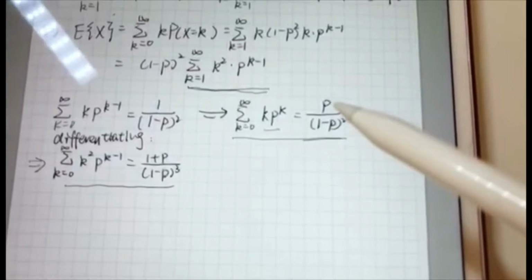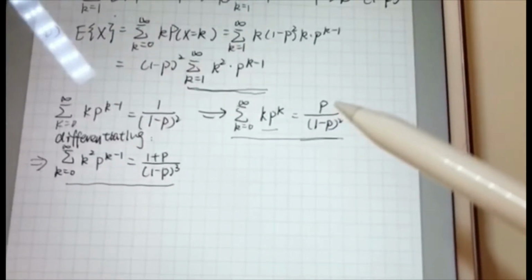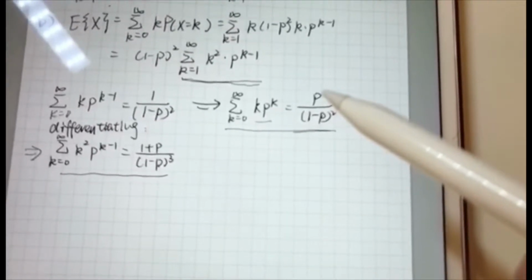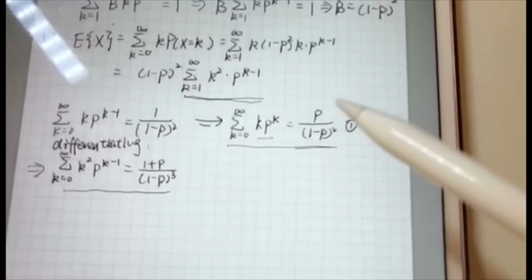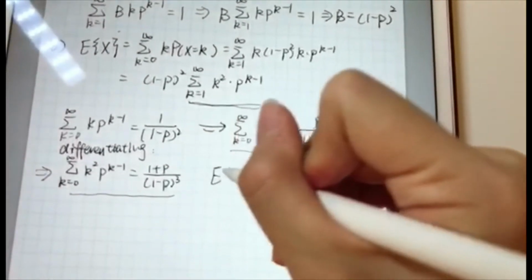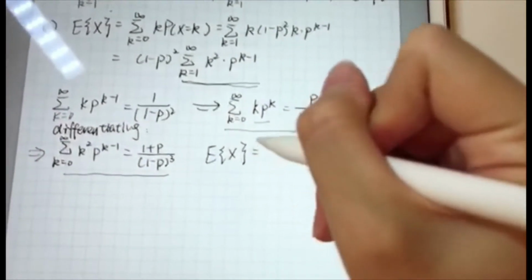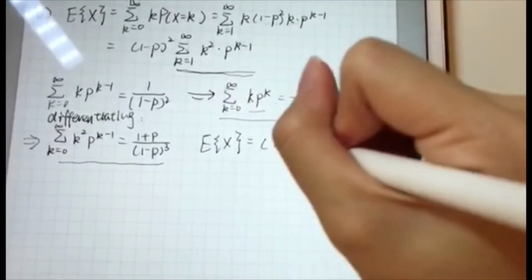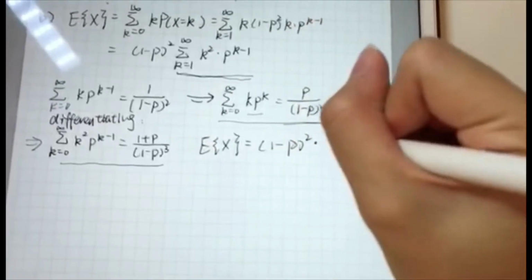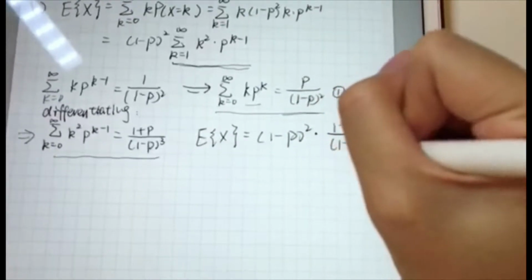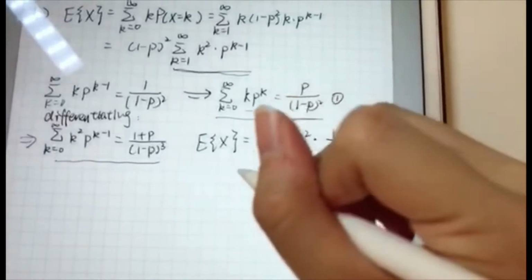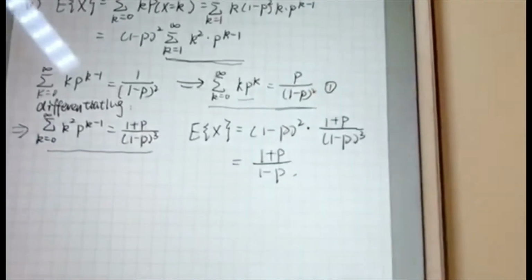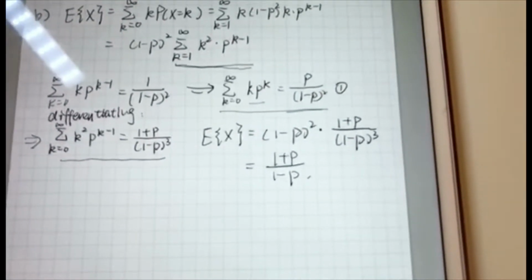That is the sum of k, k squared p to the power k minus 1. So we get E(X) equals 1 minus p squared multiplied by this, that is 1 plus p divided by 1 minus p. So we got the answer of question B.